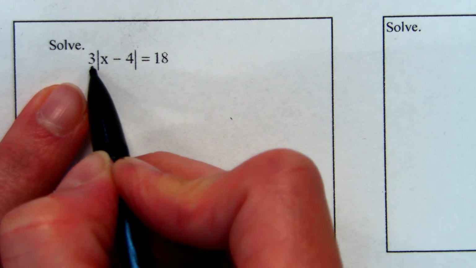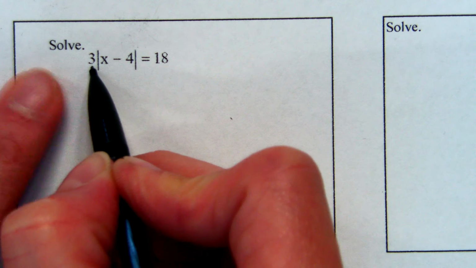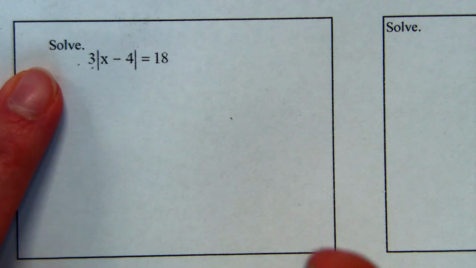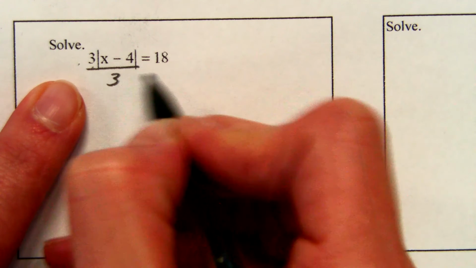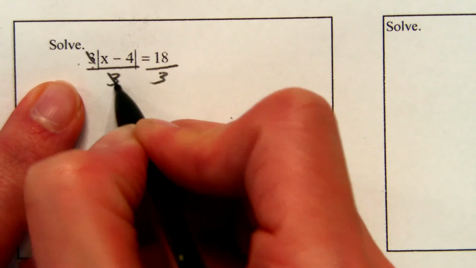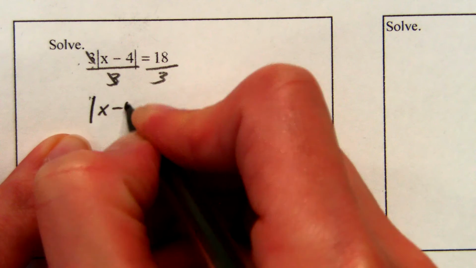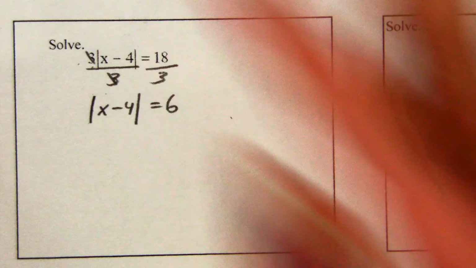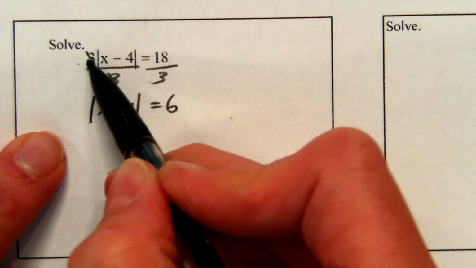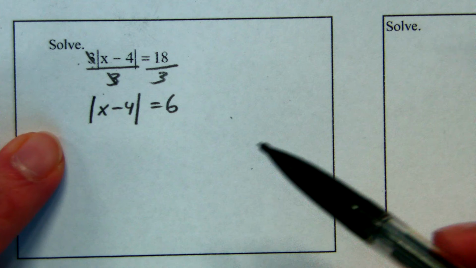You cannot distribute. Why? Because if this were a negative number, it changes a bunch of stuff. You don't distribute. We could divide, because this is multiplied. So we could divide both sides by 3, since that's being multiplied by the whole thing. And then we have the absolute value of x minus 4 equals 6. So that's how you can get that off the front, since we can't really distribute.